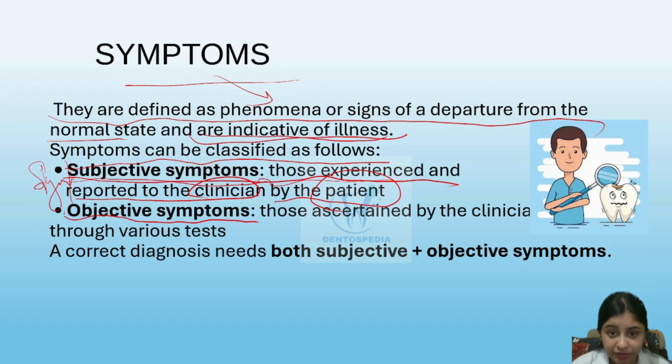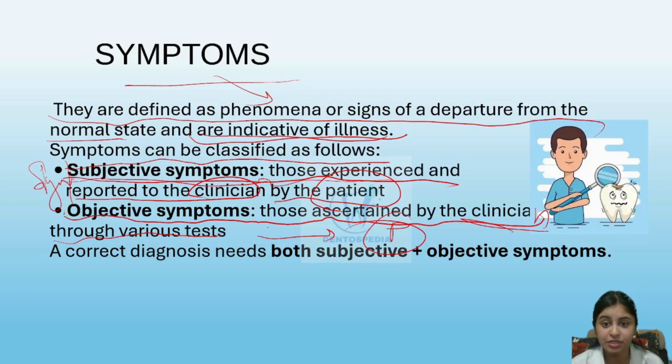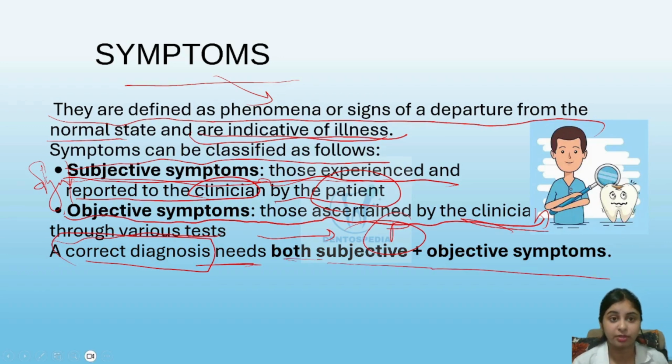When coming to objective symptoms, these are the symptoms which are ascertained by the clinician through various tests, and then the clinician gives this report to the patient. So these are the symptoms which are reported by the clinician to the patient. But a proper, correct diagnosis needs both the subjective and the objective symptoms. So the symptoms are very important, as they lead to a proper diagnosis, and from the proper diagnosis we can come to a proper treatment plan.